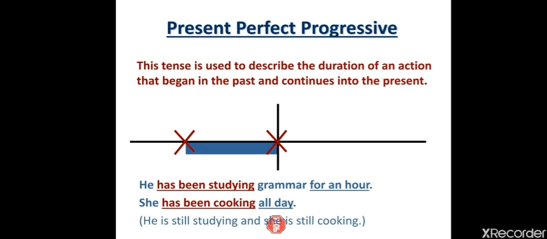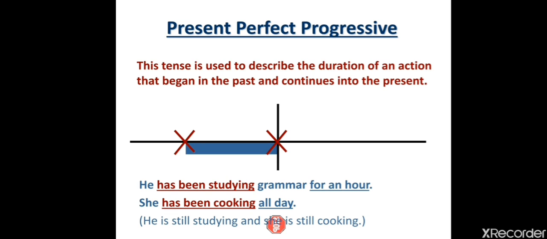He has been studying grammar for an hour. This action started sometime in the past up to the present that is happening. She has been cooking all day. We never bother about what will happen in the future. That's the only difference between present continuous and present perfect continuous.